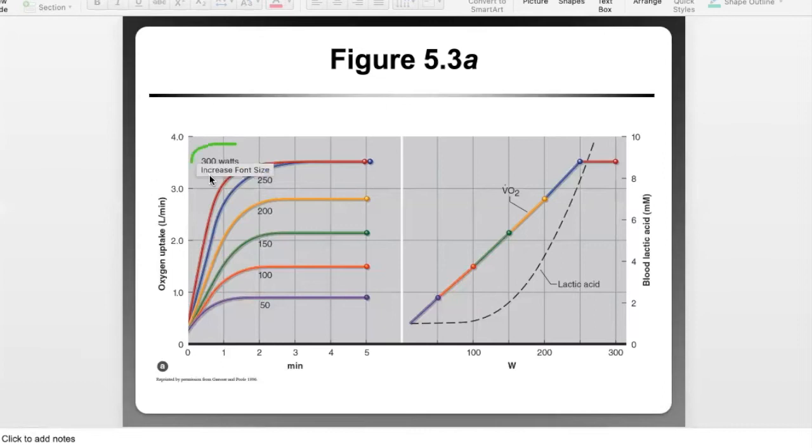It's topped out. It's reached its VO2 max, the highest amount of oxygen that this person can reach. Even if the exercise gets more and more intense, it doesn't matter. This person's lungs aren't going to increase and expand exponentially. And at some point, this person reaches their maximum ability to utilize oxygen, their VO2 max.